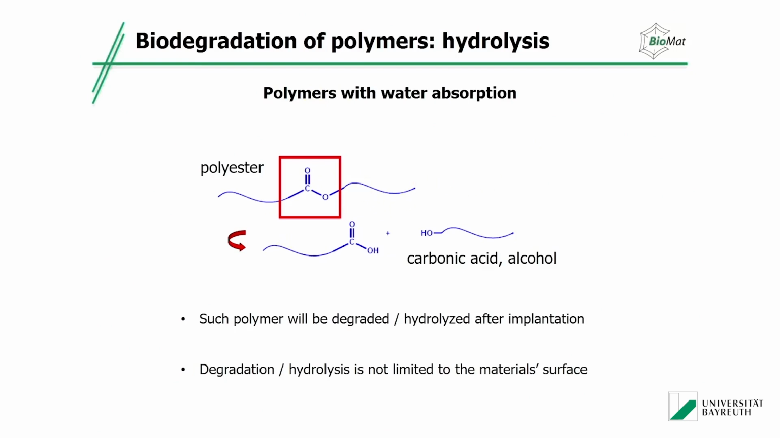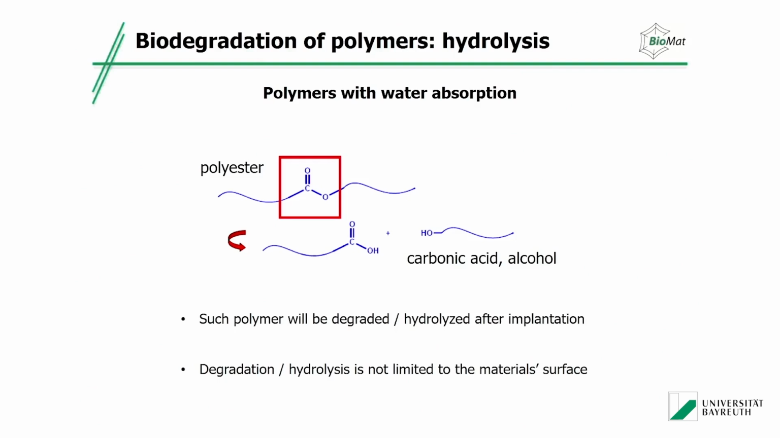Now we will quickly go through different polymers, and they're just now grouped into degradable, non-degradable, hydrophilic, hydrophobic, and we will see what happens if they come in contact with water. So we start with a very simple and I think straightforward polymer. This is a polyester. It's a polymer with water absorption. So this is what I've already drawn down here.